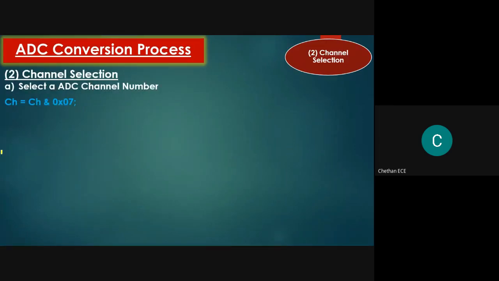Selecting a channel number. Here I wrote a small code with a variable named ch. This ch is used to capture the channel address or the desired channel.